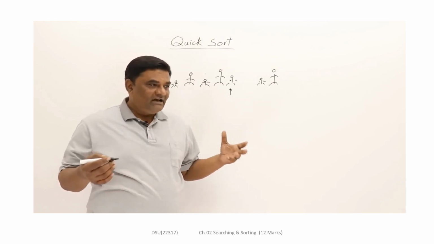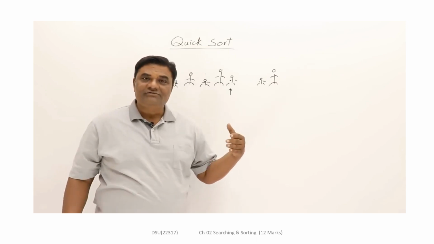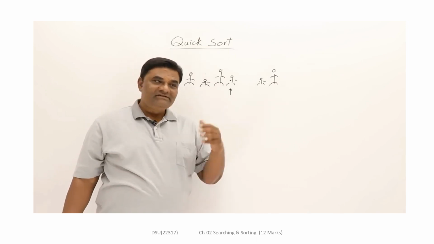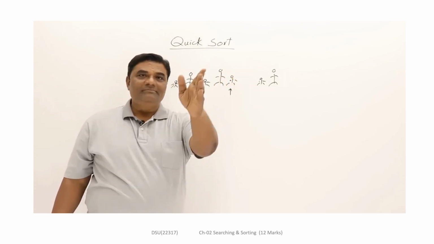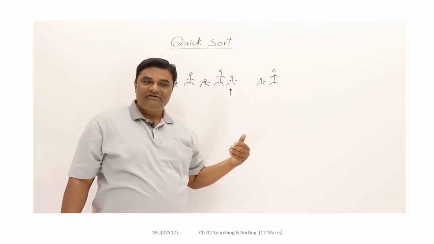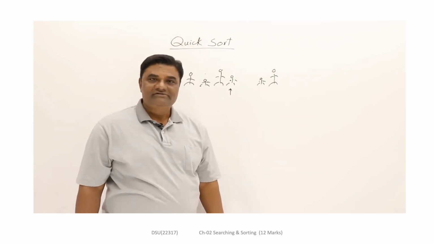Suppose I have to stand in the queue, then I will see where I should come. I will see that the person who is taller should be at the back of me, so let him go at the back, and the shorter person should come in front, and I will find my place. That is the idea of quicksort.